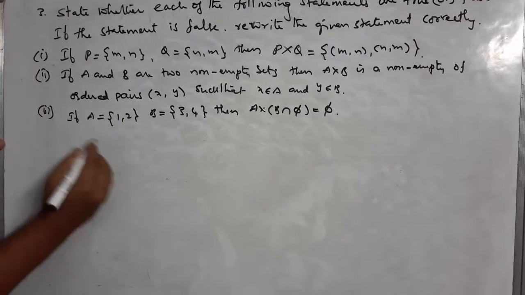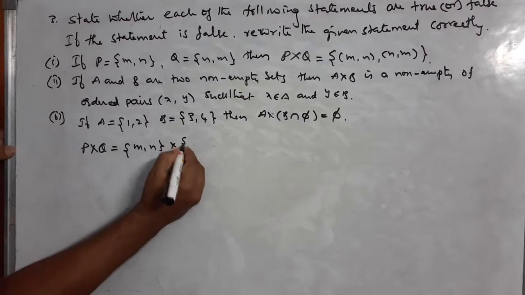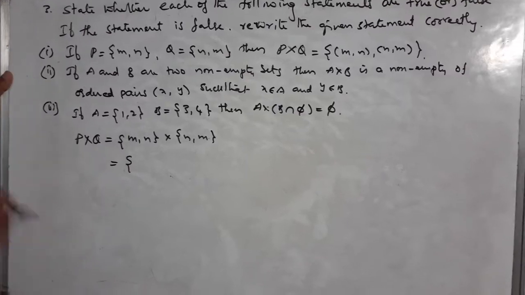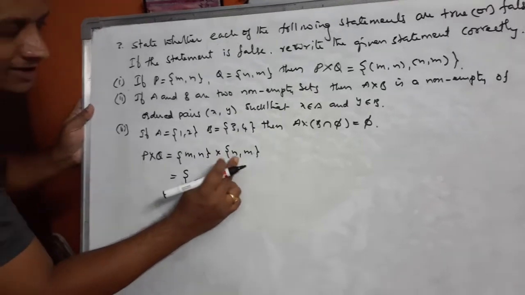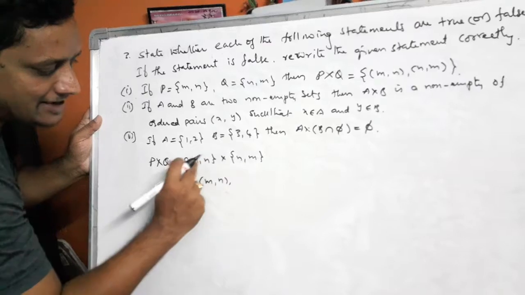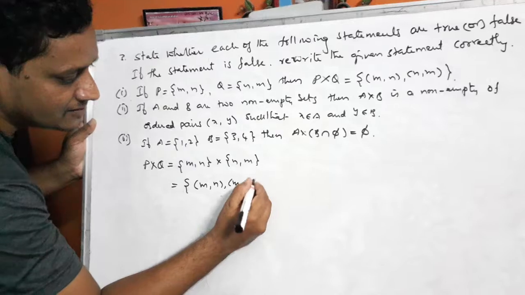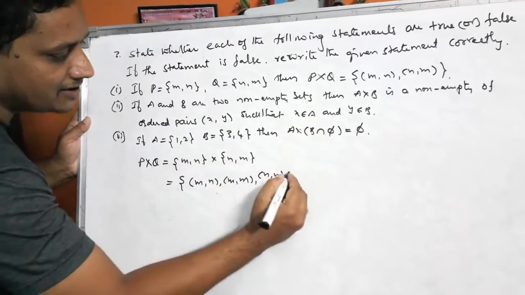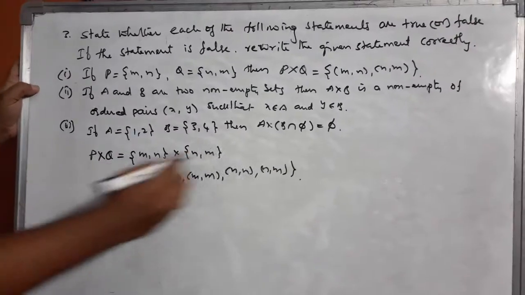What is the correct one? P cross Q, that means {m, n} cross {n, m}. So we have to take all possible ordered pairs: first (m, n), then (m, m), next (n, n), next (n, m). So this is the correct answer. So the first one is false.